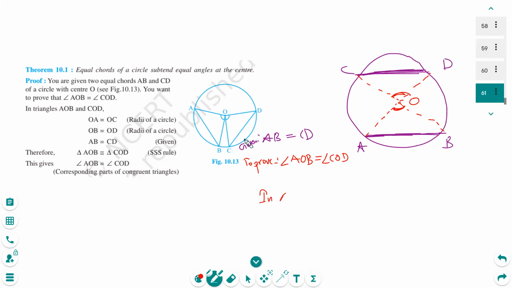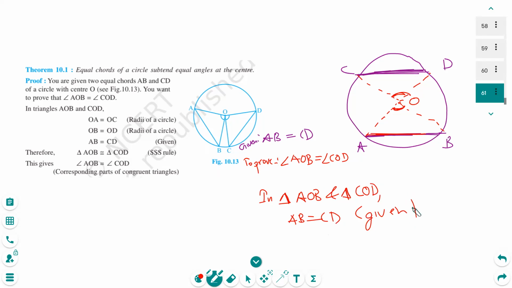अच्छा पहले इतना समझ में आया सबको क्या दे रखा है, क्या प्रूव करना है? Yes, sir. Good. So in triangle AOB and triangle COD. Okay. So if we start with what was given, you can say that AB is equal to CD is given.